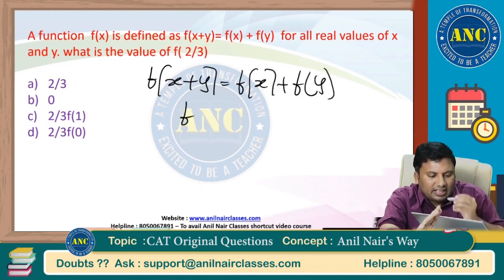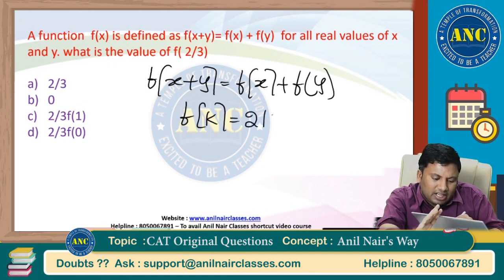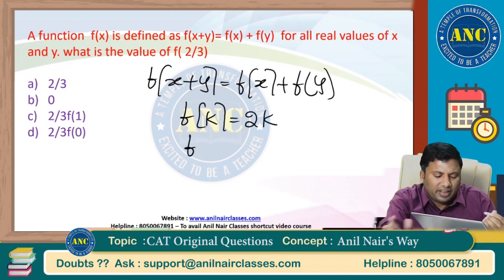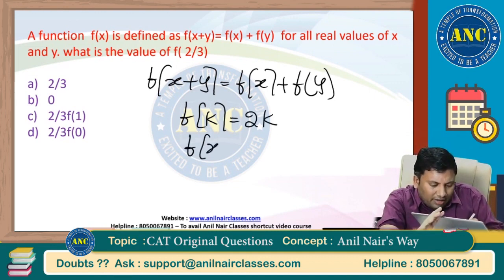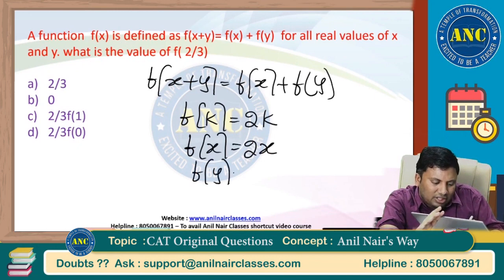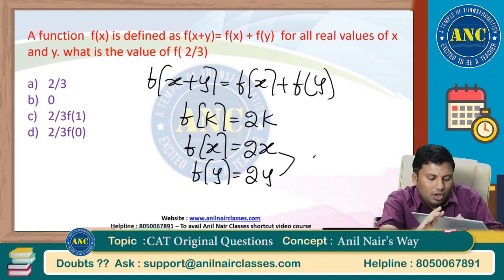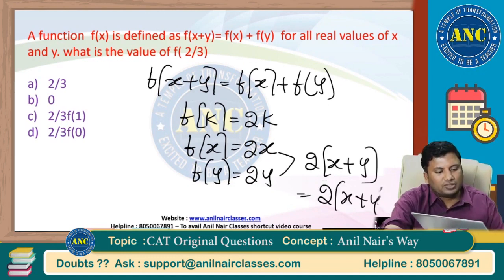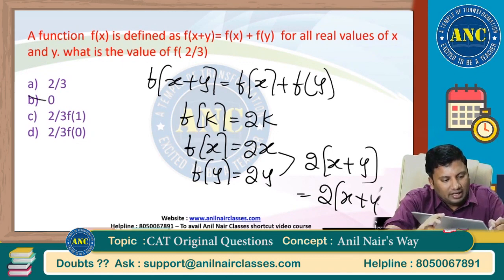Can I say that this is a linear function? Can I say that this will also satisfy? Yes or no? Linear, right? x is not satisfying. I did 2k. So f of x is nothing but 2x, f of y is nothing but 2y. 2 into x plus y equivalent to 2 into x plus y. This is satisfying. What all did we eliminate? This we eliminated, this we eliminated.